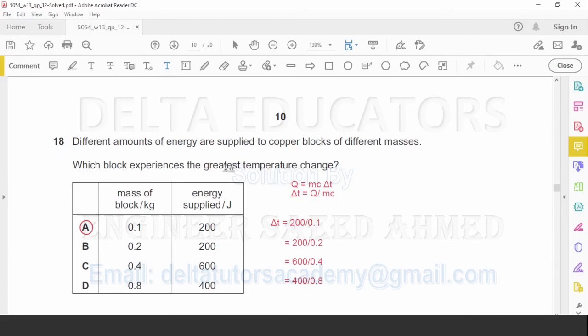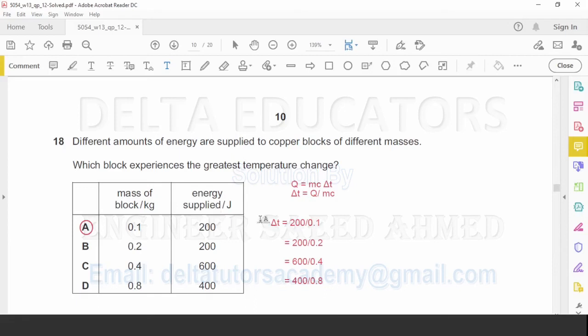Now here all the blocks are made up of copper. Since the material is the same, the specific heat capacity for all the blocks will be the same. So simply here we can say that change in temperature will be equal to Q over m. Now here we have two columns. In the first column we have given mass, and in the second column we have given energy, or we can say we have given amount of heat.